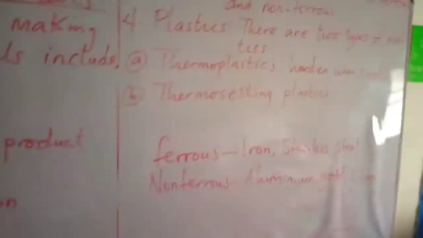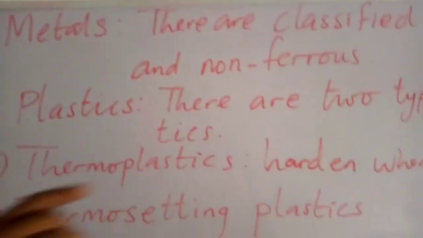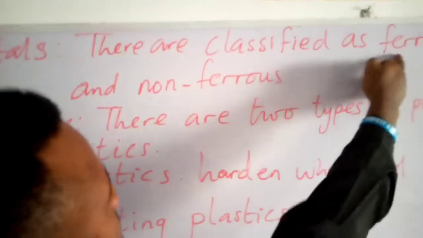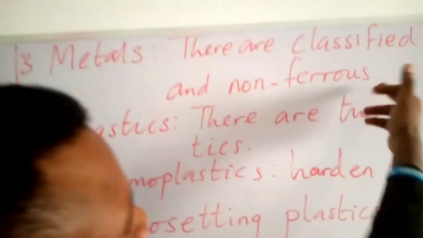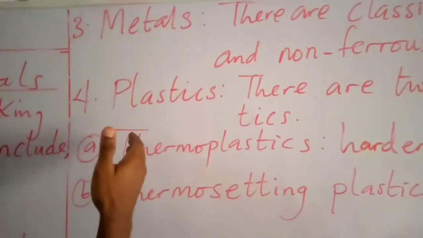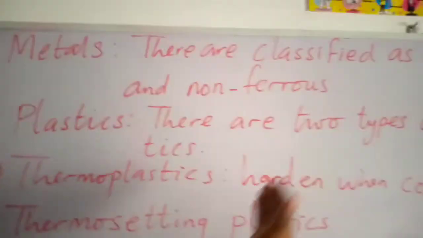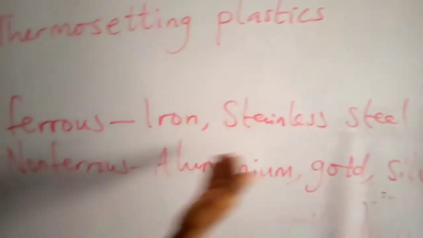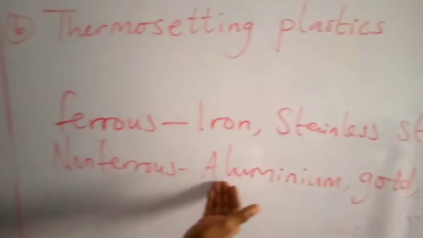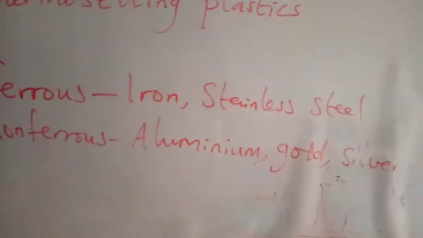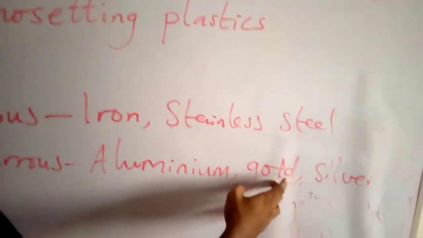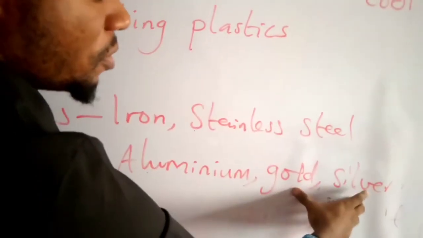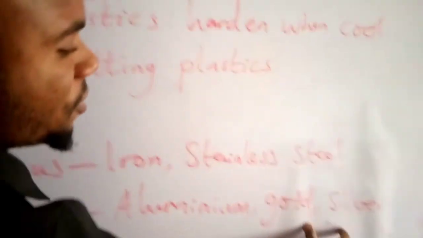Now we go to the metal. We classify them as ferrous and non-ferrous metals. Ferrous metals are iron and stainless steel, and non-ferrous are your aluminium, like your roofing sheet, your gold, your silver. These are precious stones. We call these precious materials.